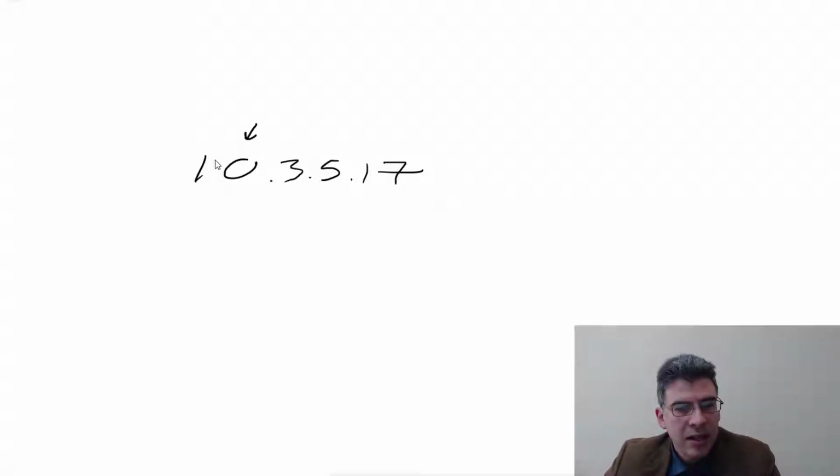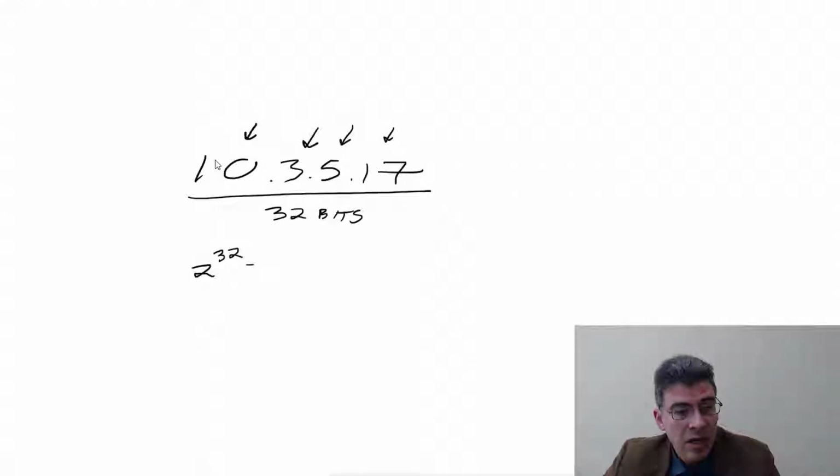Now, each of these numbers is composed of 8 bits, which means that this whole IP address is 32 bits. Now, 32 bits will give us 2 to the power of 32 addresses, which is approximately 4.2 billion addresses. Now, this is something that most people talking about IP version 6 refer to, that IP version 6 resolves the problem of the very few IP version 4 addresses that are available.